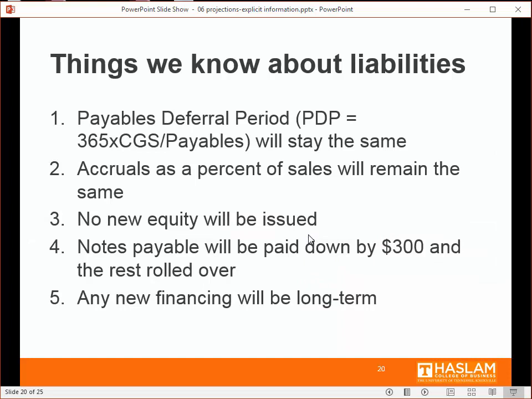Now, on the liability side, we do know some things as well. We'll assume for now that our payables deferral period is going to remain the same. In other words, we're going to take just as long to pay our suppliers as we are currently taking to pay our suppliers. And we'll assume that accruals as a percentage of sales will remain the same as well. We're not going to issue any new equity. We're going to pay down our notes payable by $300 and roll over the rest of our notes payable. And any new financing that's required is going to be financed with long-term debt.